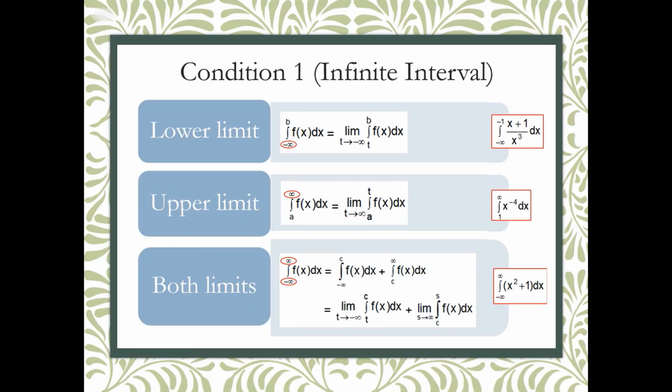Refer to the example on the right. The first example has negative infinity at the lower limit. The second example has positive infinity at the upper limit, and the third example has negative and positive infinity on both limits. These examples are known as the improper integrals with infinite intervals.